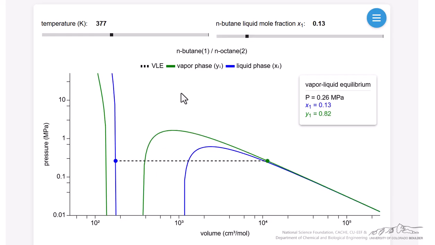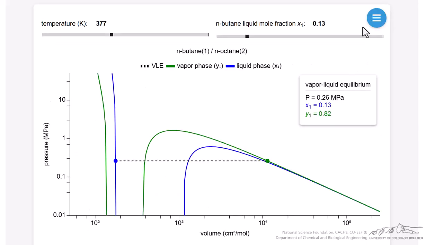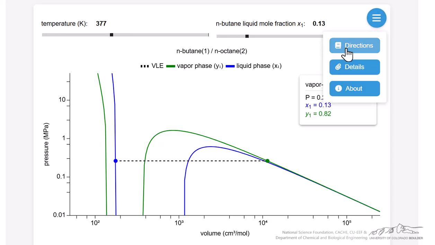And so the idea here is that we can use the equation of state to better understand behavior for a non-ideal vapor phase, for example. And we've used Raoult's law in this case because we're at relatively low pressures and it's a pretty good approximation. In these simulations, we have details of the equations here and also directions corresponding to the things I just described.